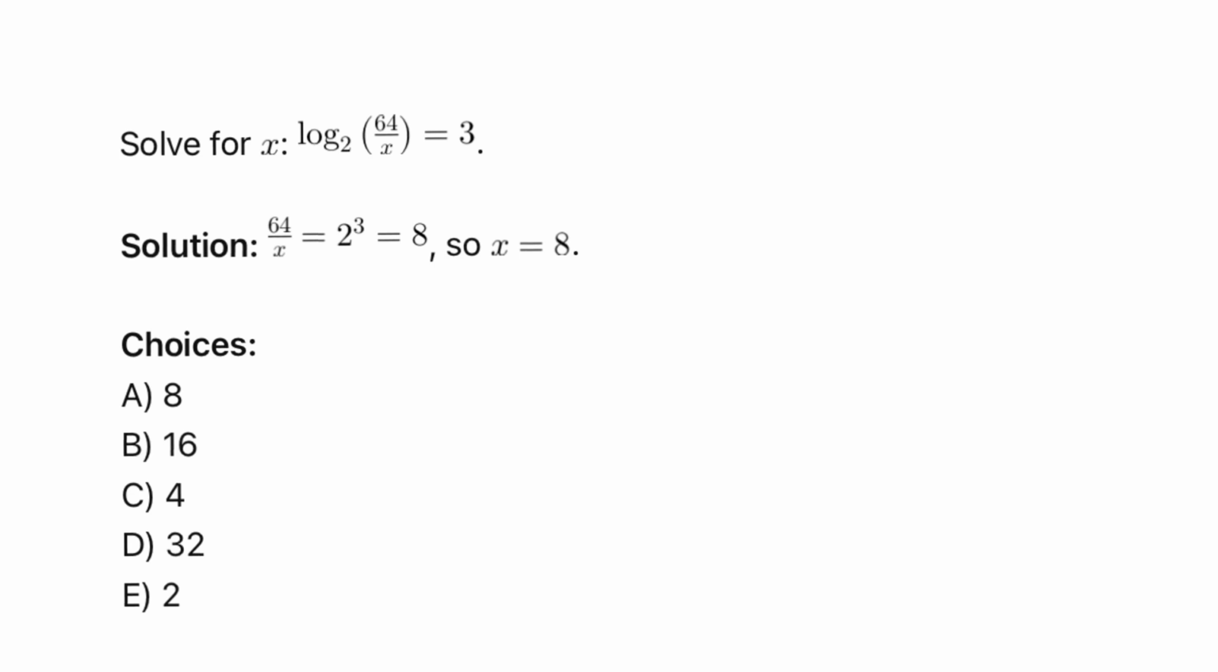This one worked out. What we have is the 64 over x is equal to 2 cubed. We take the 2 and cube it. That's what this is equal to. And that is going to be equal to 8 because 2 cubed is 8. So therefore, x has to be 8 because 64 divided by 8 equals 8, making A the answer to this one.